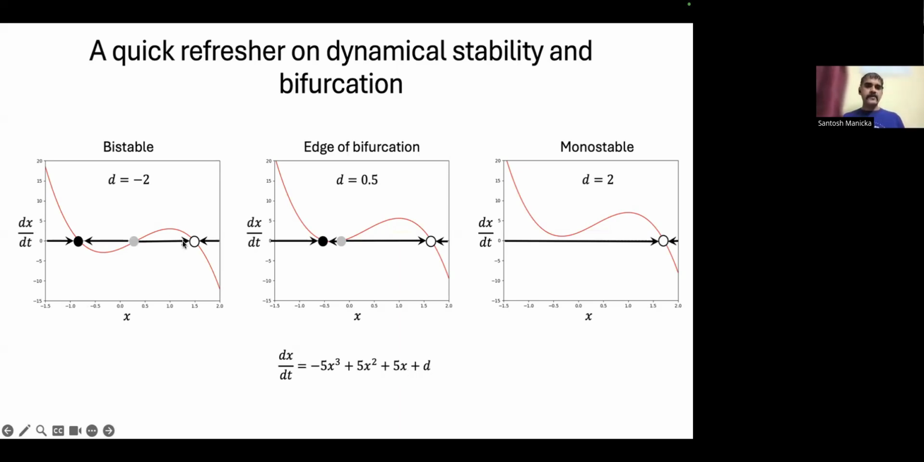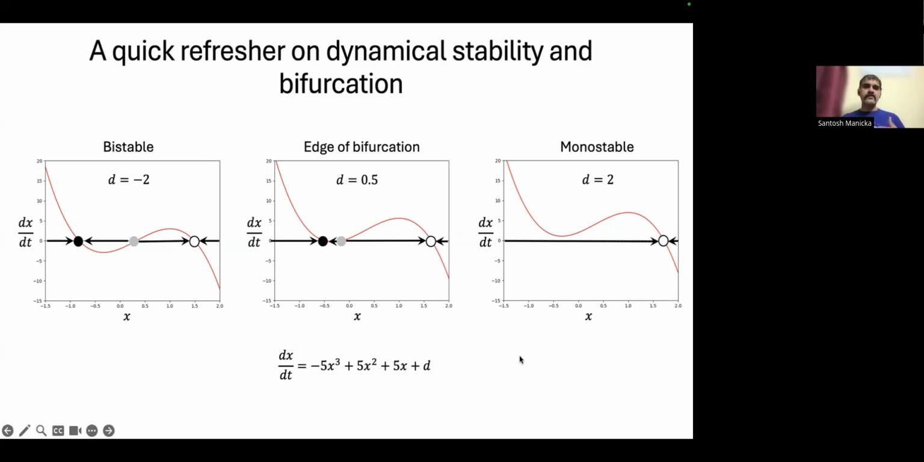Now, this is if you fix the parameter d at this certain value of -2. But if you increase d, you'll basically lift the curve above the zero line, and suddenly you will end up with just one stable solution, which is the white circle over here. So what the d parameter does is basically shift the system from being bistable, like over here, to being monostable. Here, there is only one solution. Here, there are two stable solutions. So that's what the parameter d does. And somewhere in between, we have these systems lying at the edge of bifurcation. This is often referred to as tipping points in the system.